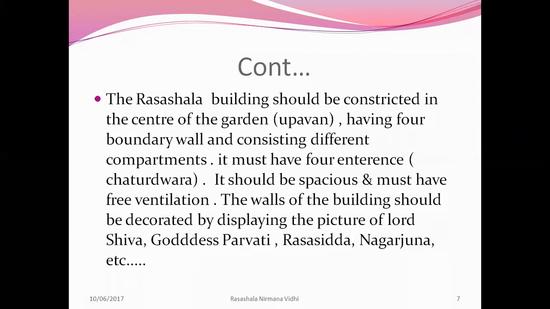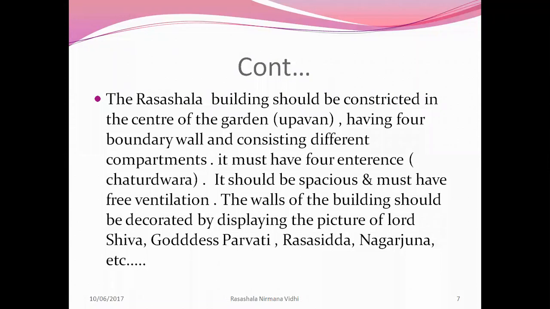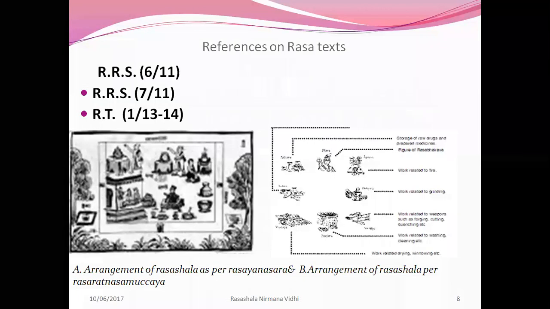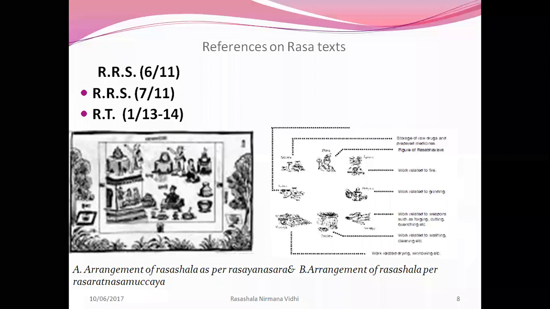Then all four sides of Rasashala should be decorated with the symbols of purity. The symbols of purity means just like a temple, for example Torana, Pushpamala, etc., should be displayed around the Rasashala. Clear? So this is the method of construction of the building for Rasashala. So these are the references for Rasashala: Rasaratna Samuchaya 6th chapter, Rasaratna Samuchaya 7th chapter, Rasatarangini 1st chapter, 13th shloka. In these references, you will get the detailed description regarding the Rasashala.